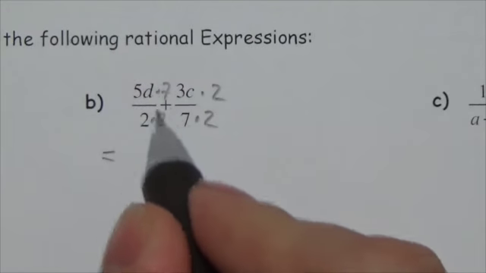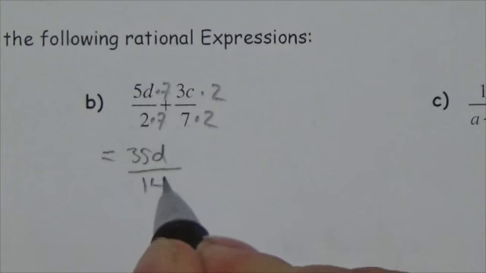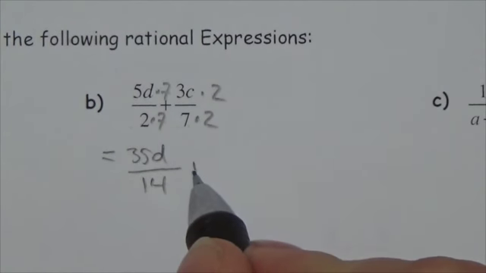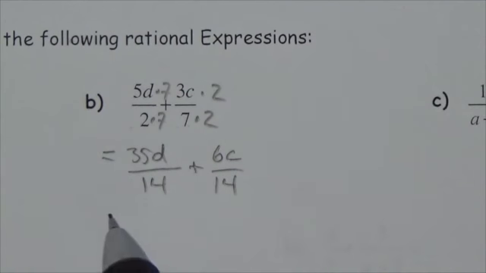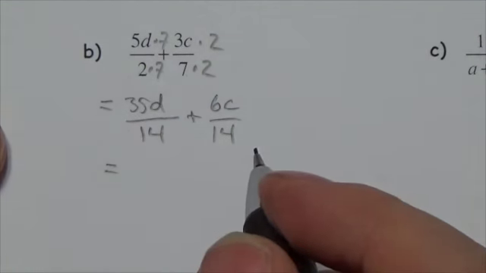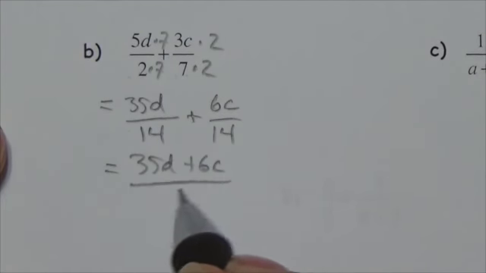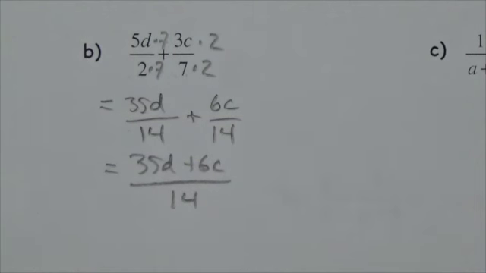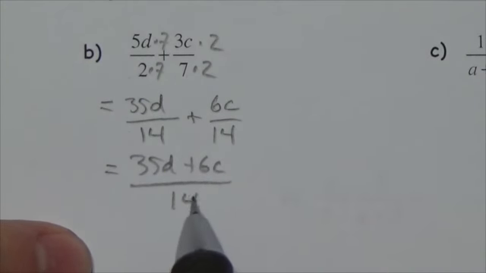Now, that means up here, this is going to end up being 35d 14ths plus 6c 14ths. So how many 14ths do we have total? Well, 35d plus 6c. I can't add those together because they're not like terms. But they would all be over 14. If I could add those together, I would have that many 14ths.